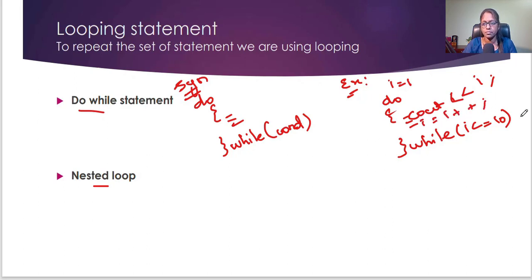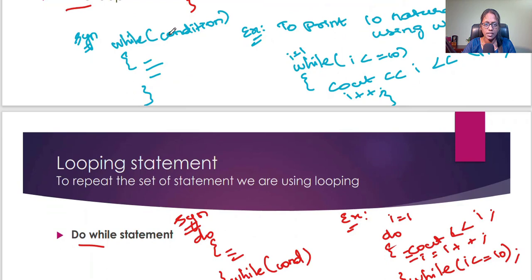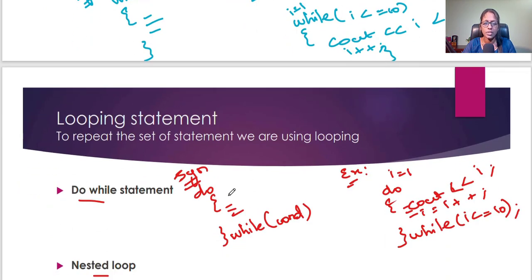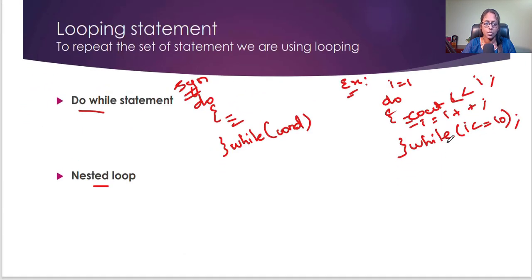The only difference between while and do while is that while will check the condition and then enter the loop, whereas in the do while loop it first enters the loop and prints the value, and then it checks the condition. That is the only difference between while and do while.